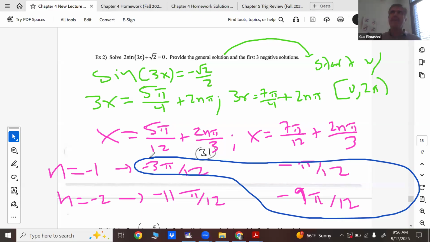This kind of abstract thinking is what we want to train you guys to do, because that's what's needed for success in BC Calculus, right? We want that kind of thinking. So negative pi over 12, negative 3 pi over 12, negative 9 pi over 12. You can reduce it afterwards. I don't care. If you don't reduce it, I'm not going to hold that against you. I'm okay.